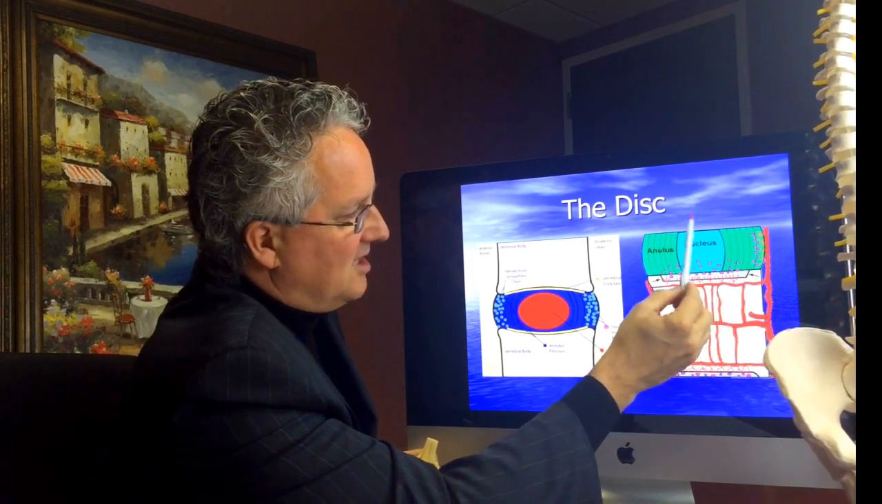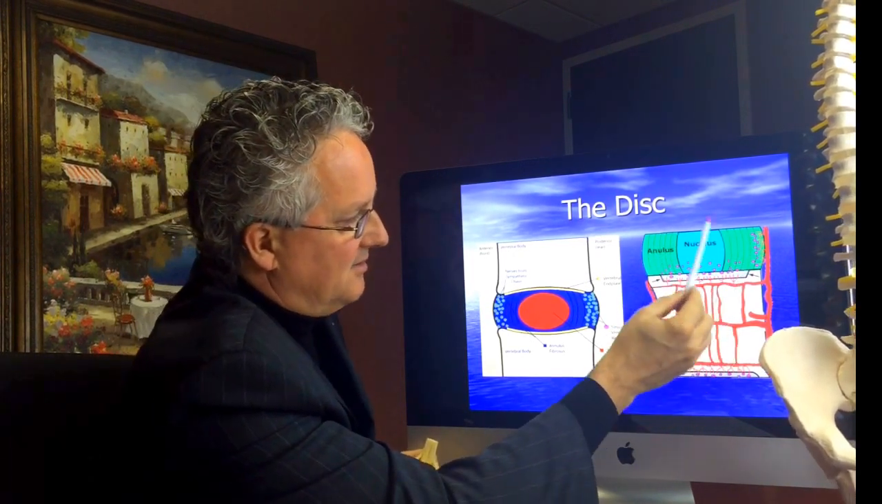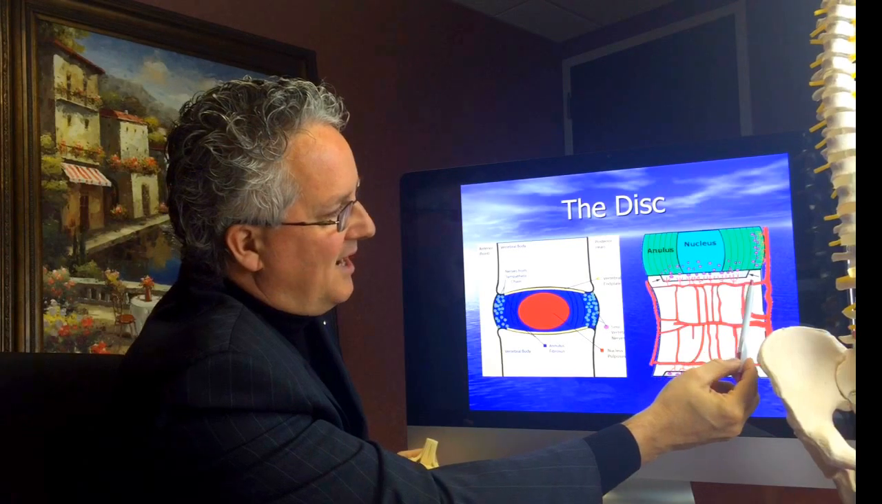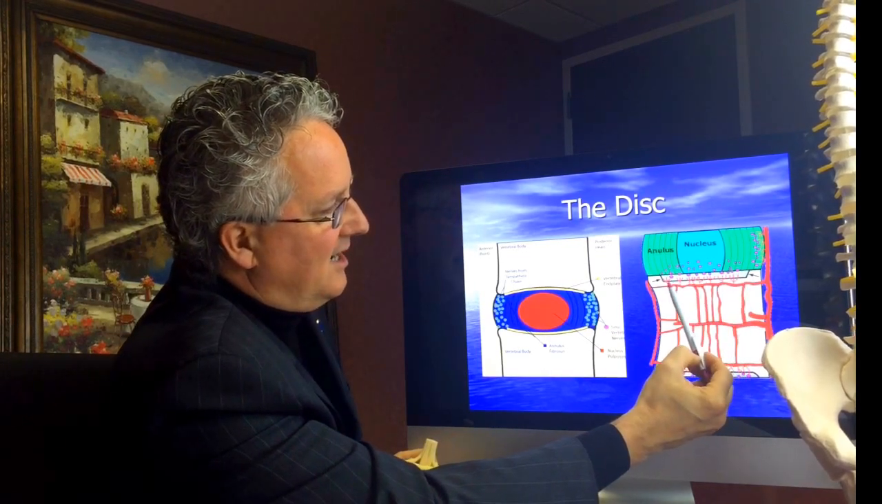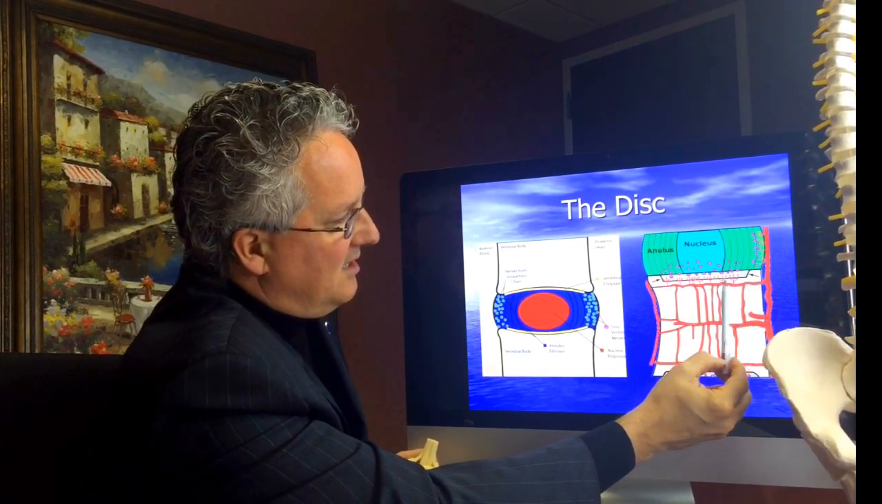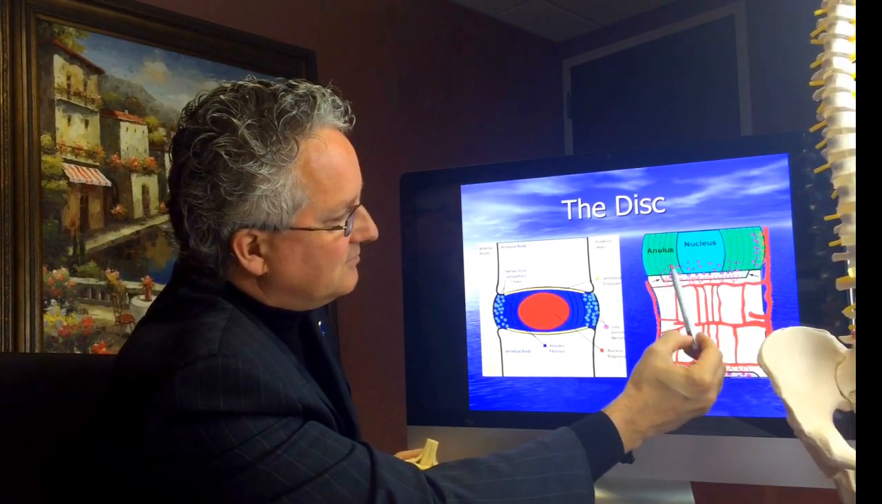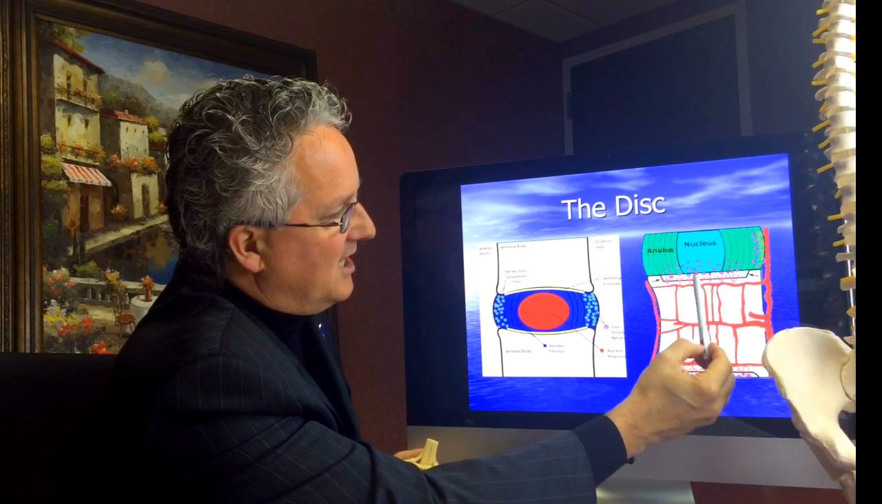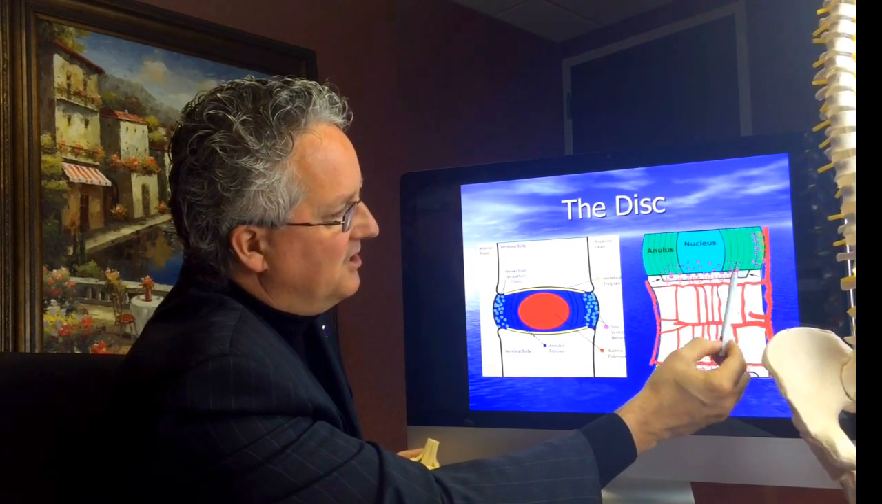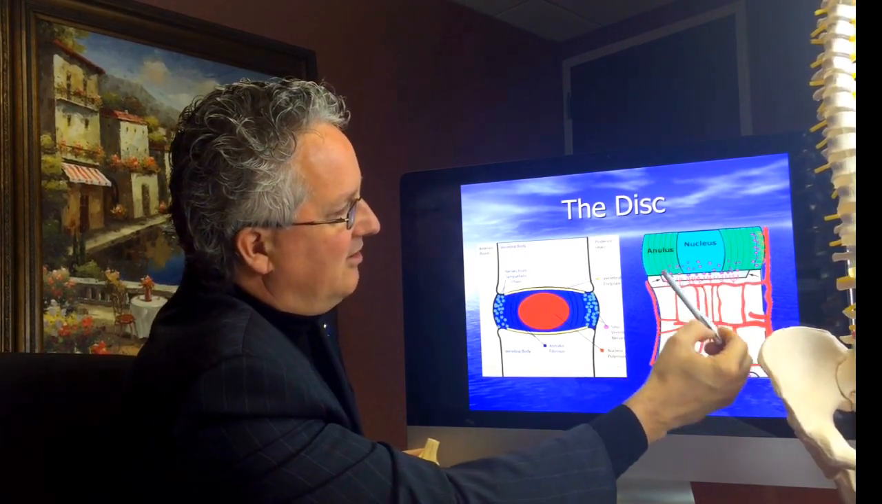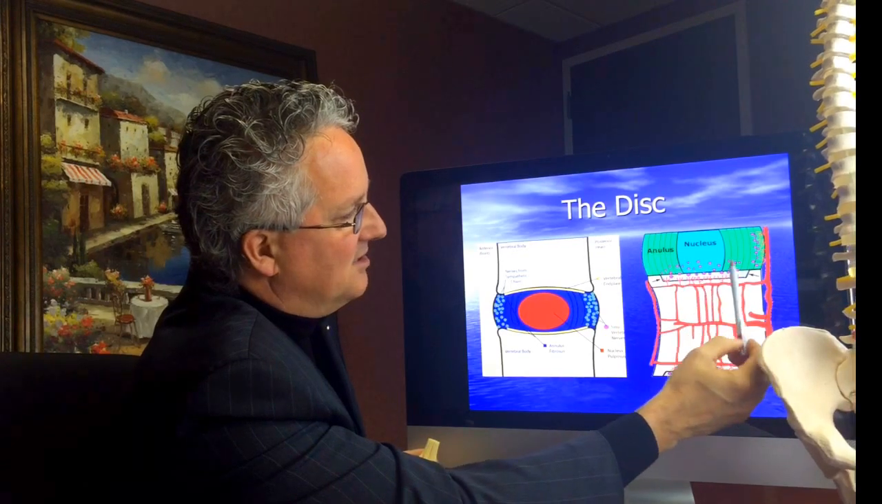And more importantly, the inside 2/3 of the annulus and the nucleus gets its blood supply from a network of arteries that runs through the inside of the vertebrae. And this network of arteries that runs through the inside of the vertebrae allows for the migration of the oxygen and nutrients and hydration necessary for the health and the stability of the annulus and the nucleus.